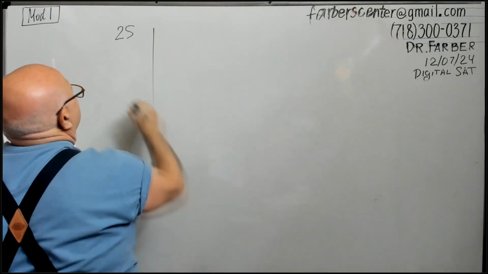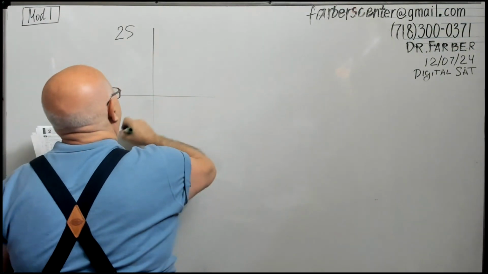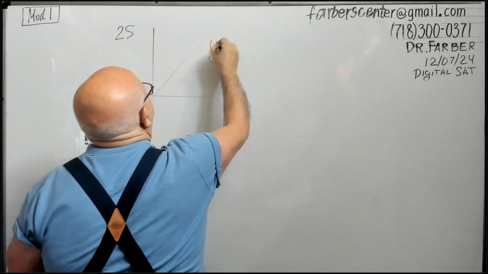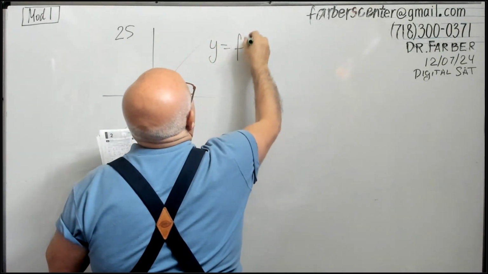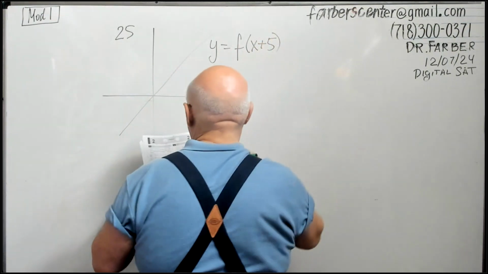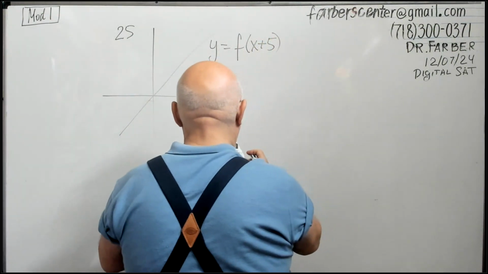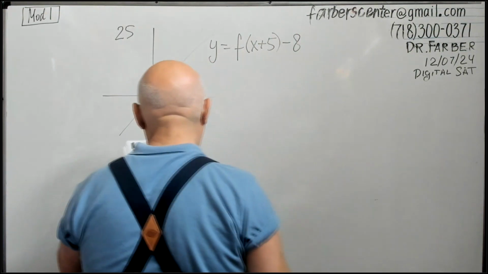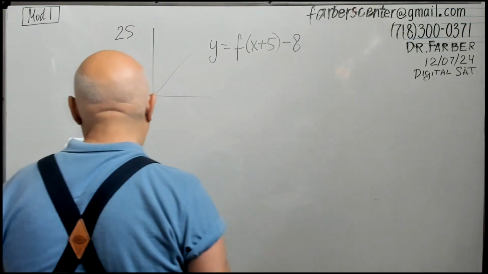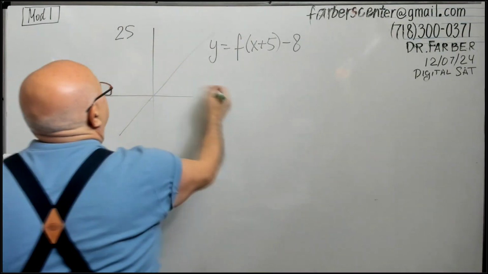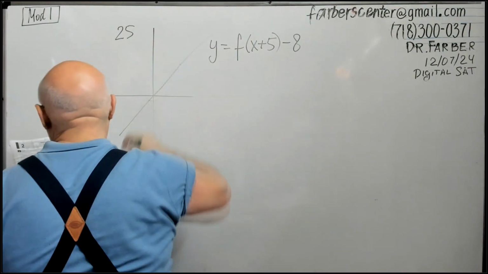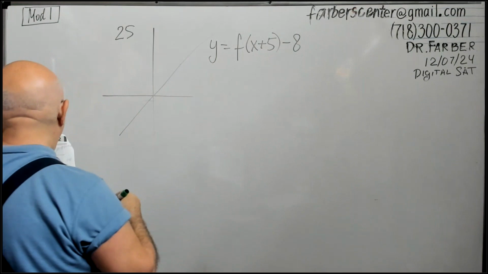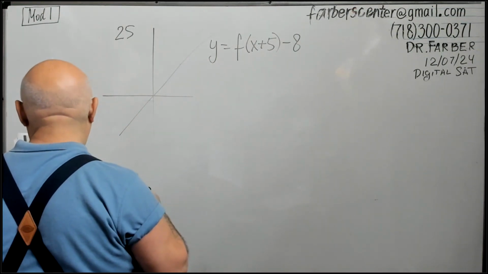They give a graph. I refer to the graph and take values from it. It goes through the origin. And this is the equation of this graph: y equals f of x plus 5 minus 8. Let's find this graph. It's too general. I want to have something specific. I take any point from this graph, for instance, what we have here.